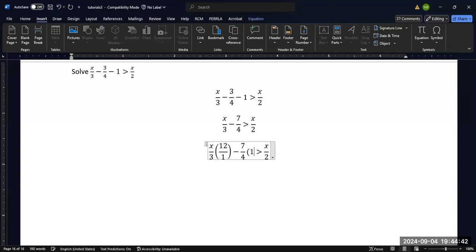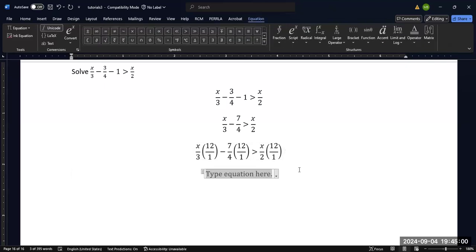And again, every term gets multiplied. Now we're going to simplify where we can. So our next line, 3 and 12 are going to partially cancel and leave a 4 to multiply the x. The denominator is gone because it's just 1. In our next case, 4 is going to cancel partially with the 12 and leave a 3. Again, 1 in the denominator.